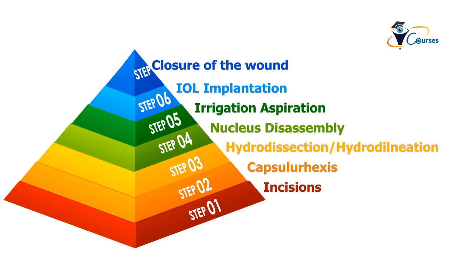This will also be the tip of the iceberg, or the tip of the pyramid. You are closing the wound by stromal hydration, but if you made a bad incision, or you had a wound burn because of excess phaco power, or you performed phacoemulsification near the wound itself, this will result in poor closure of the wound. The wound will be leaky, so you will need to suture this wound. Okay.